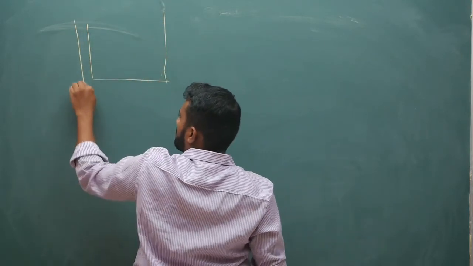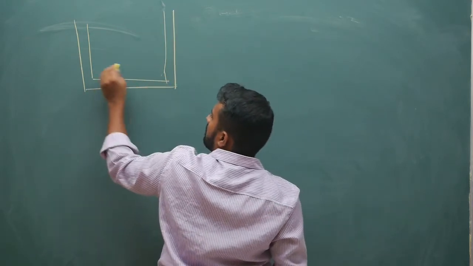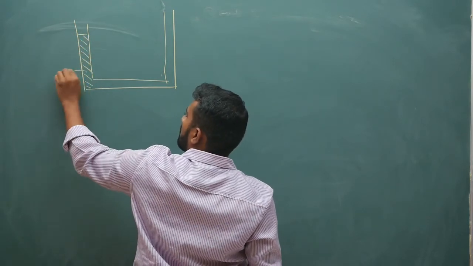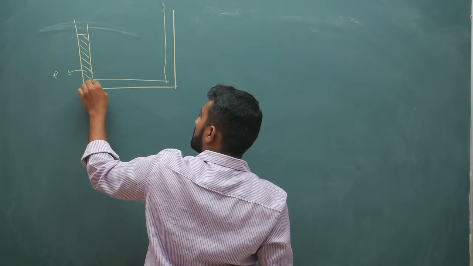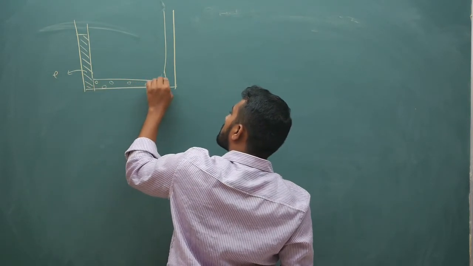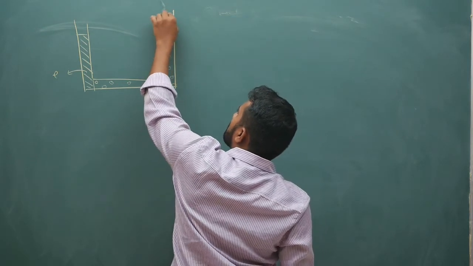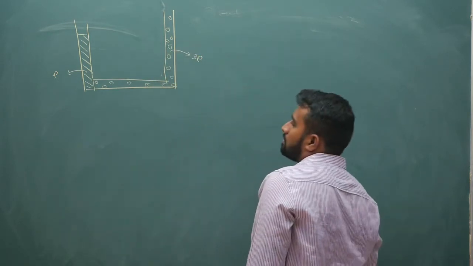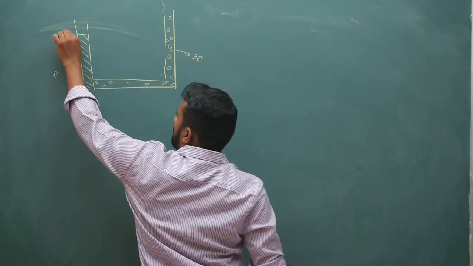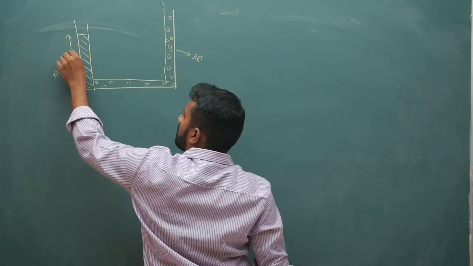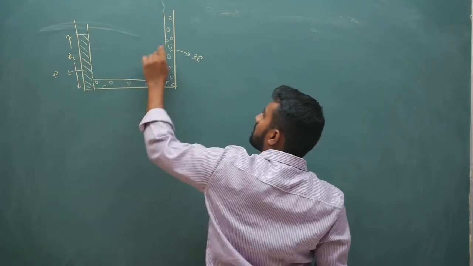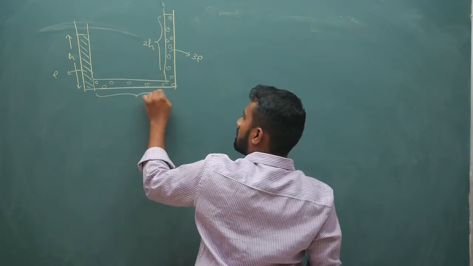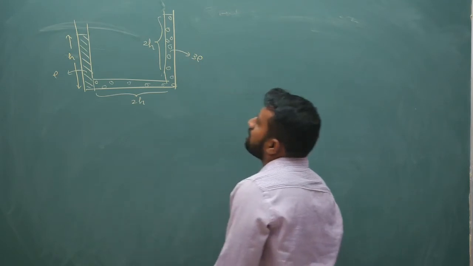The question is like this. You have liquid of density rho here, liquid of density 3 rho, this height is h, this height is 2h, this length is 2h. Okay.